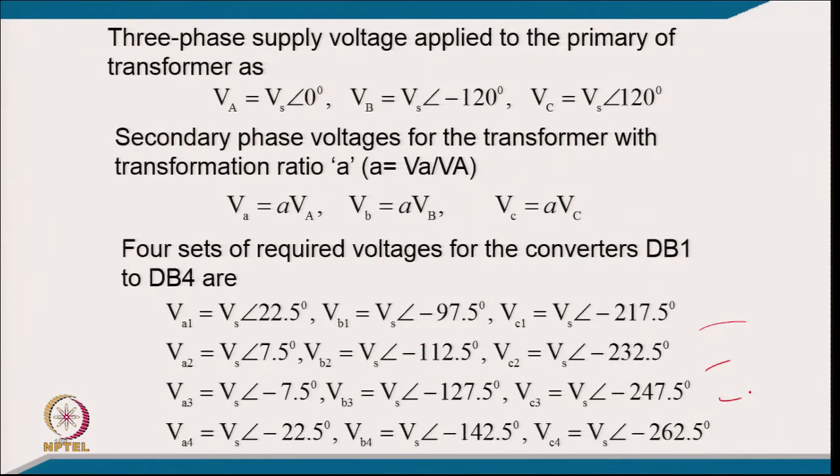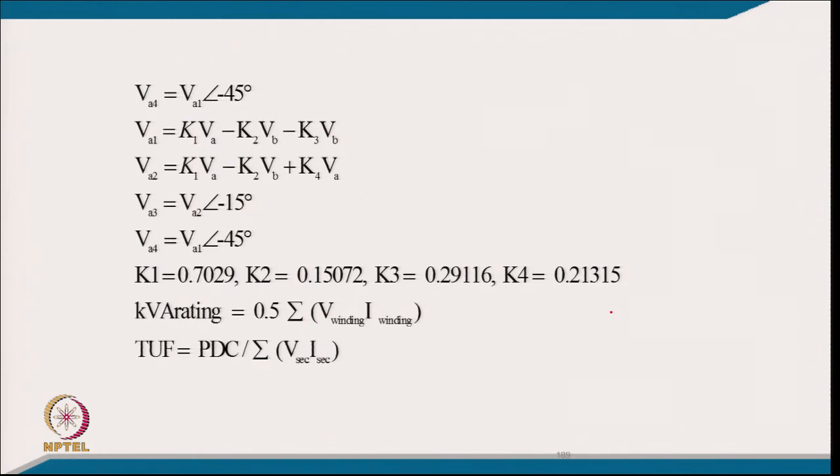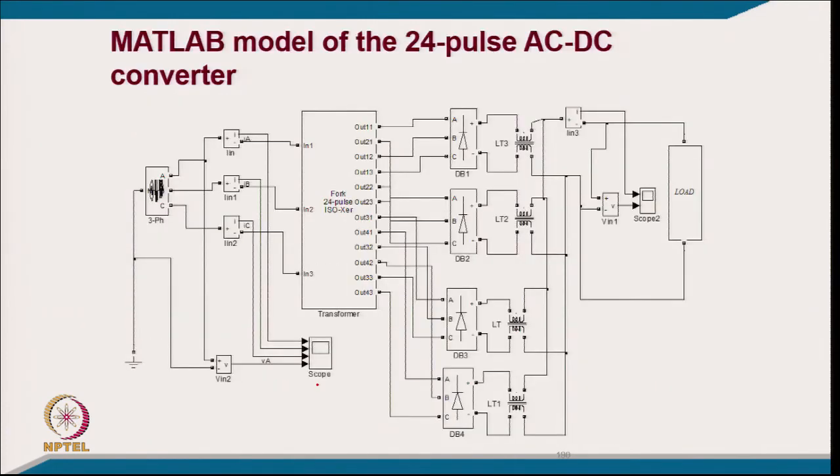These are the voltage requirements, and then you are able to get this phase shifting with the help of this relation, where you can get the values of K1, K2, all these constants, for these phase shifts. And you can also find out the kV rating, similar to what you get in a 2 winding transformer, and then the transformer utilization.